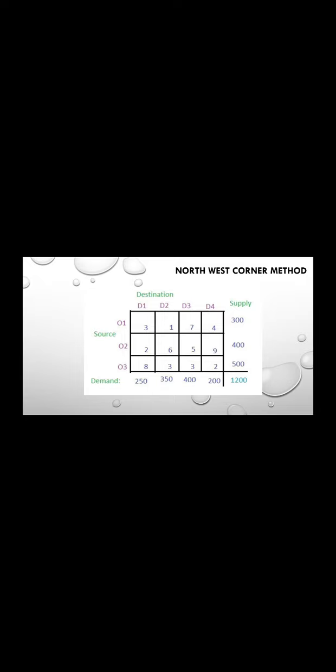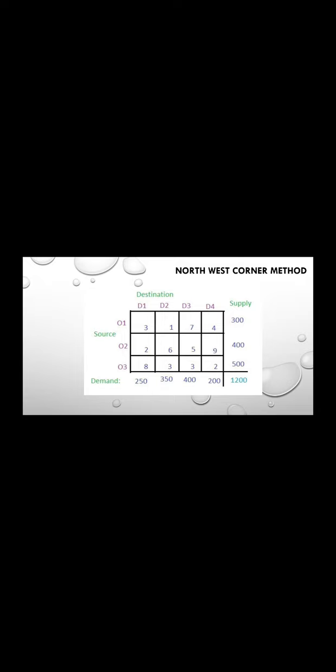Here the problem is about three sources, called 1, 2, 3, and destinations d1, d2, d3, d4 respectively. For the sources 1, 2 and 3, the supply is 300, 400, and 500 respectively, and the destinations d1, d2, d3 and d4 have the demands of 250, 350, 400, and 200 respectively. The solution goes in this manner.